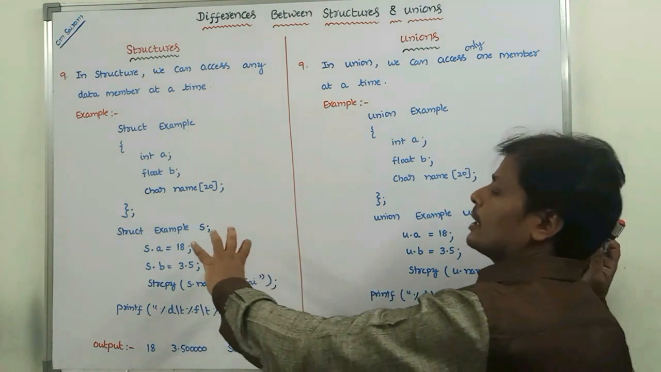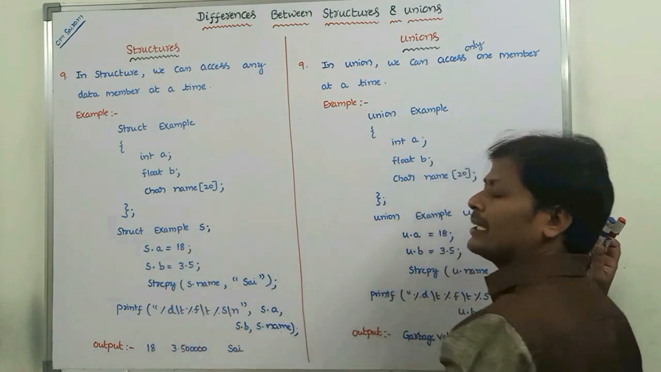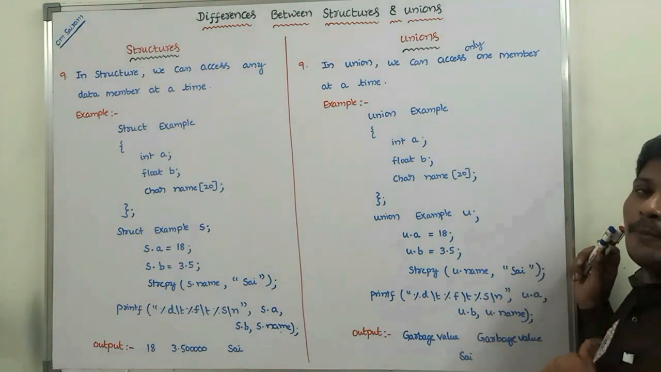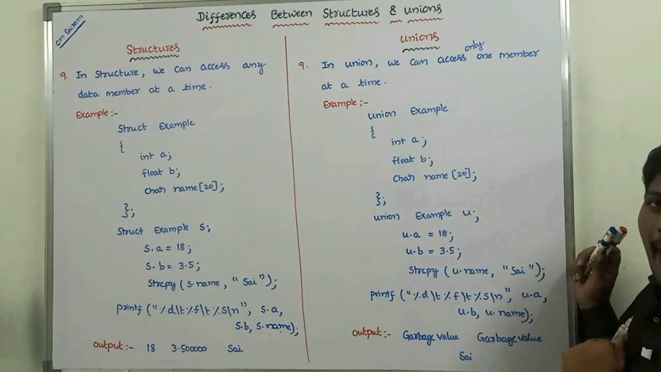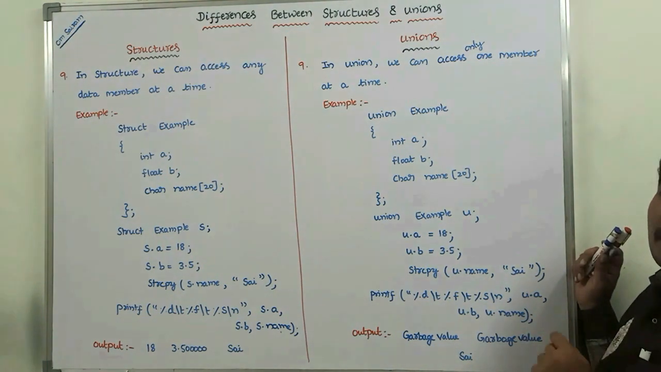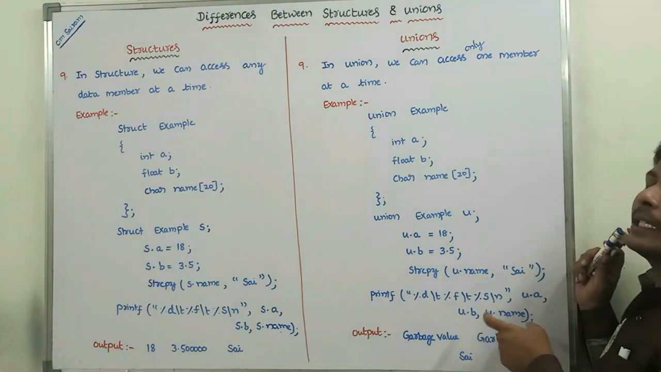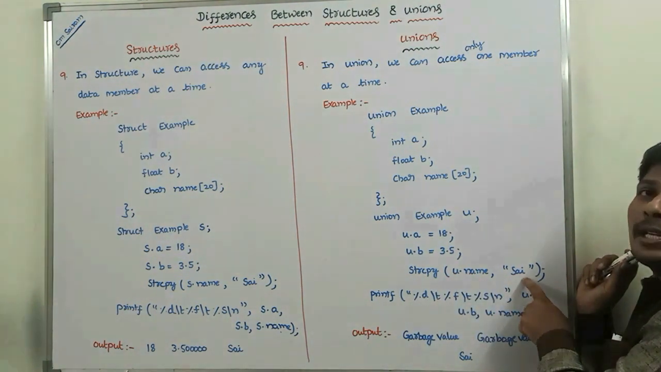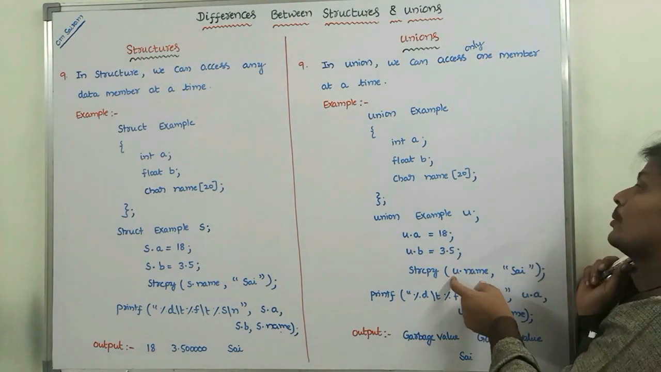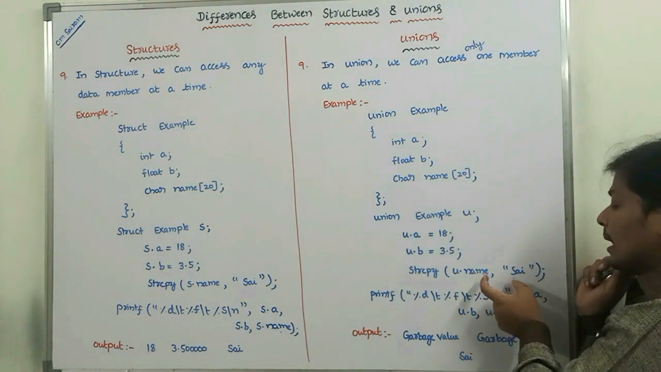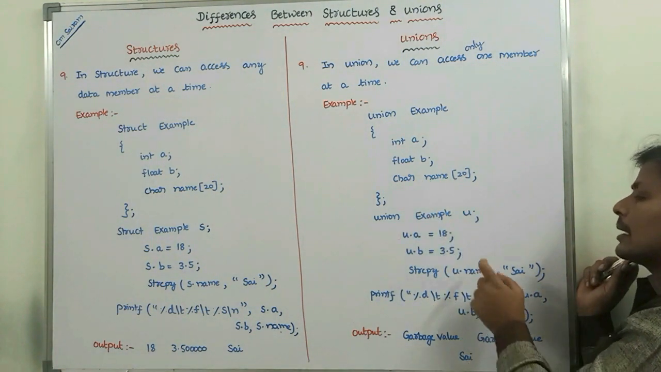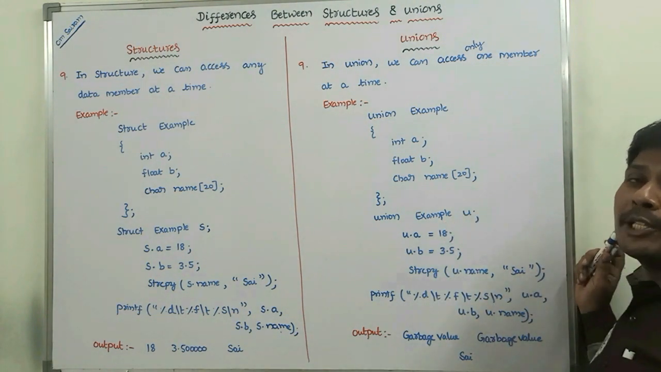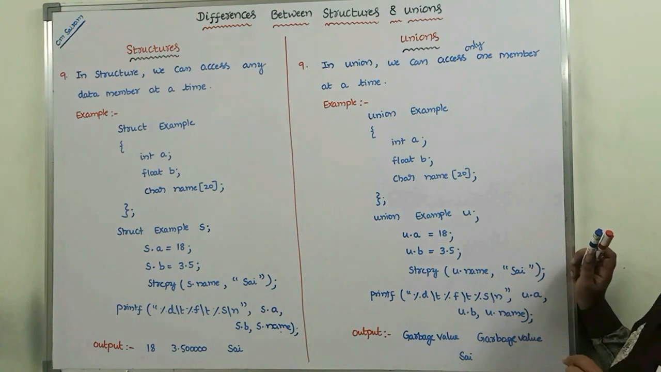Whatever the values that we are initializing, those values are printed correctly. But in the case of union, whatever the last value that is accessed, that value can be printed correctly. The remaining values contain garbage values. What is the last data member that was initialized or accessed? That is name. That name is printed correctly. The remaining data members, the first two, are printed as garbage values. So this is a very important point.